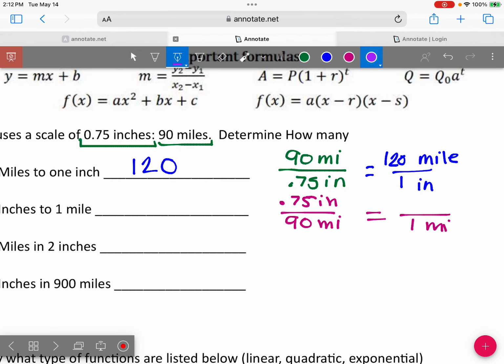0.0083. And it's very similar. We're just typing it in the calculator. 0.0083 inches. And this one was miles. I'm just going to put my units in there. How many miles are shown in 2 inches? 24. How do we know that? Doubling the 1 inch. If 1 inch is 120 miles, 2 inches is 240 miles.